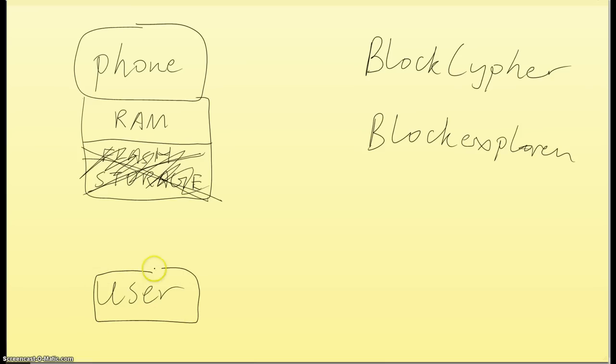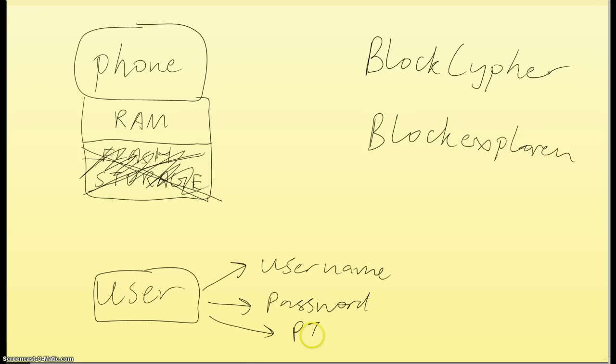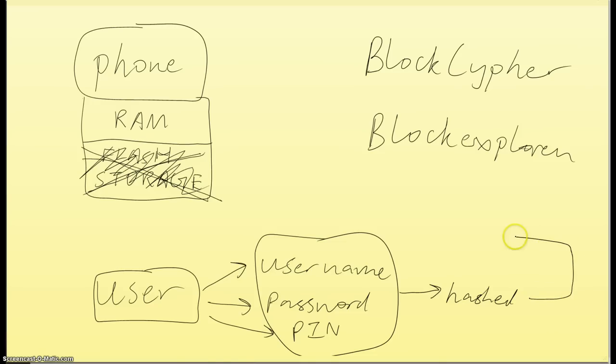So we got the user. The user supplies the username, the password, and the PIN. And what Nuro does is Nuro gets these three things and combines them, and it gets hashed, and that becomes the private key.